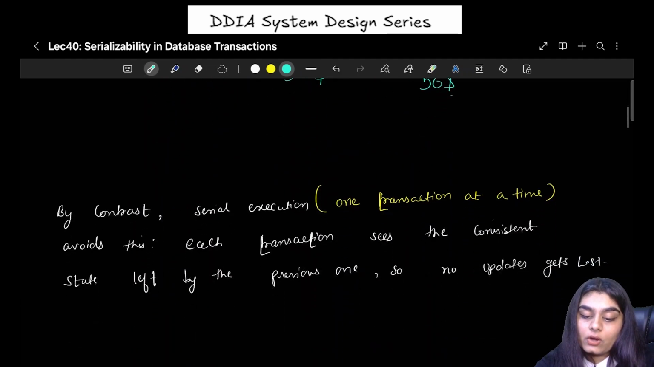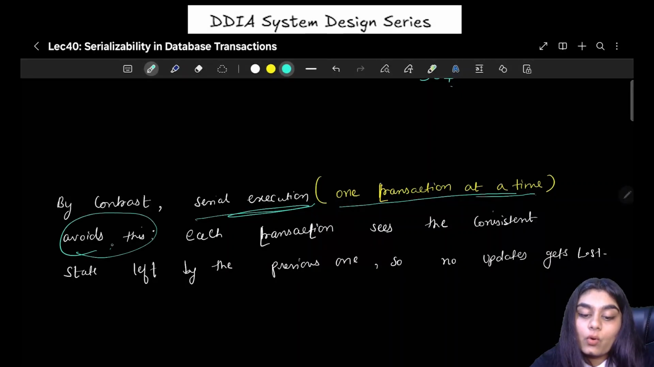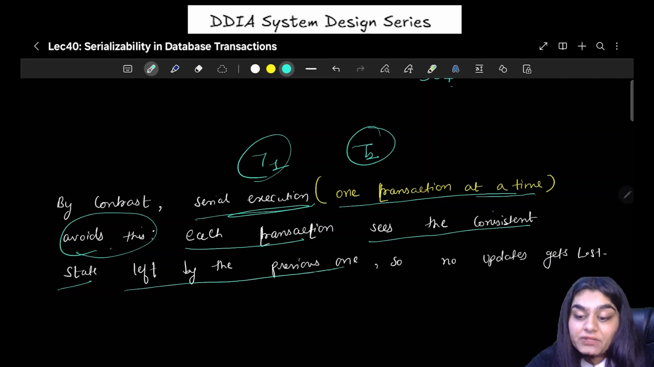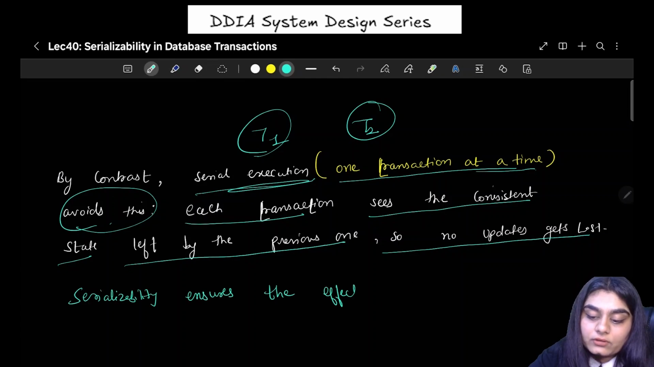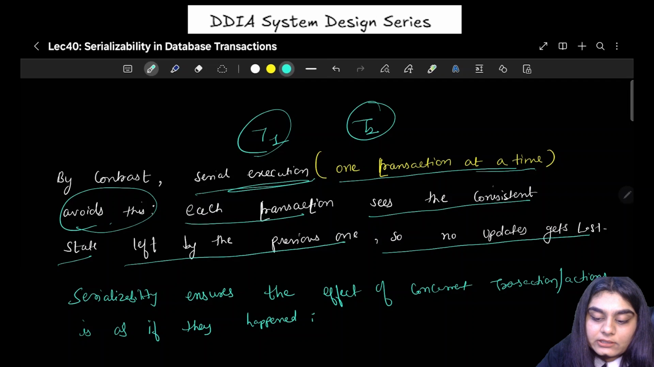So here, by contrast, serial execution, that is one transaction at a time, avoids this whole situation. Each transaction, T1 and T2, sees the consistent state left by the previous one, so no updates get lost. In other words, serializability ensures the effect of concurrent transactions or actions is as if they happened in some sequential order.